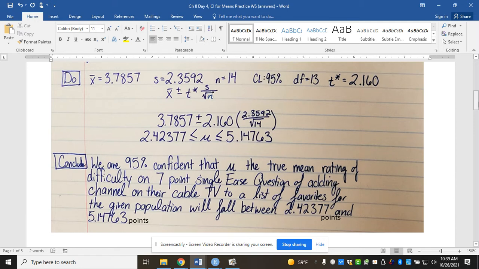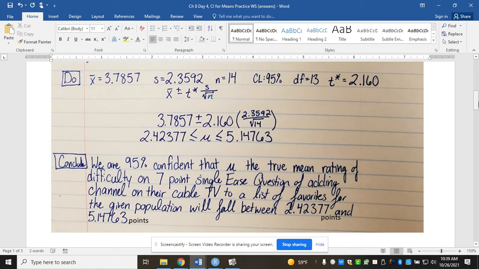And so this is X bar plus or minus T star times S, and not sigma, over square root n. Plug in our numbers. I wrote points down here. I probably should have written it here too. You should get between 2.4238 points and 5.1476 points, depending on how you rounded for your X bar and your S. That might be off by a little bit.